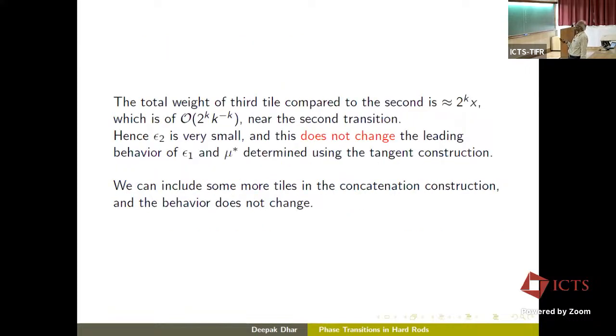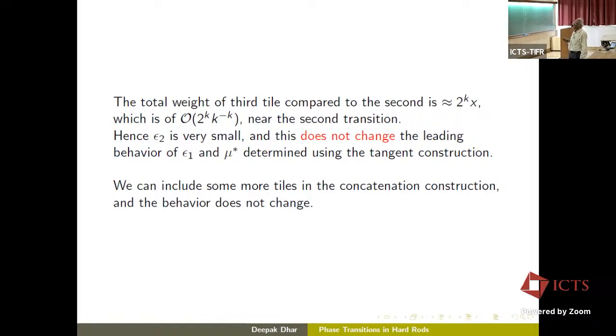The total weight of this term is 2 to the power k x, but x is k to the power minus k. And so I'm still safe. 2 to the power k divided by k to the power k is pretty small. So epsilon 2 is actually very small. It only comes because of this other third term. And the other 2 terms were full, these were holes. It doesn't change the leading behavior. It doesn't change the behavior of epsilon 1. It doesn't change the behavior of mu star determined by the tangent construction.